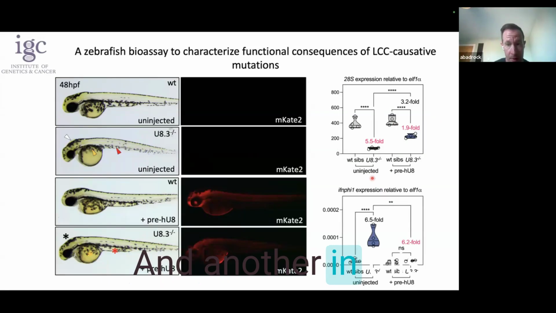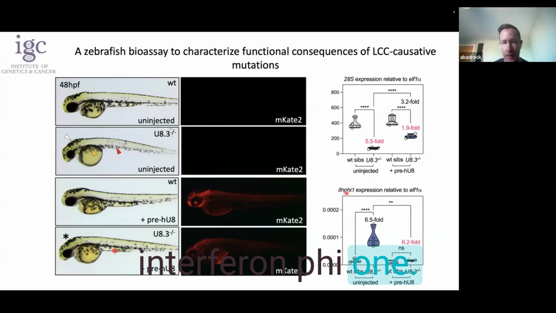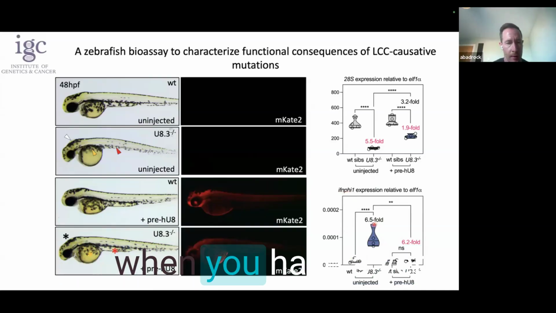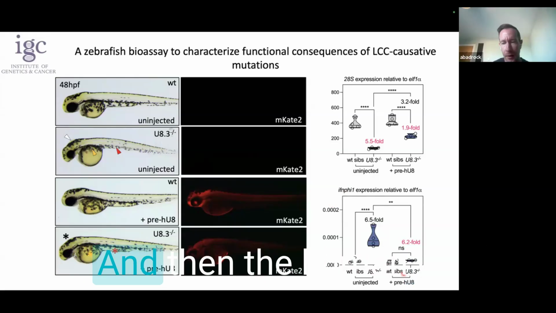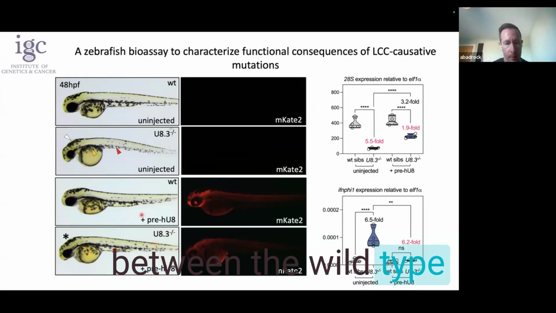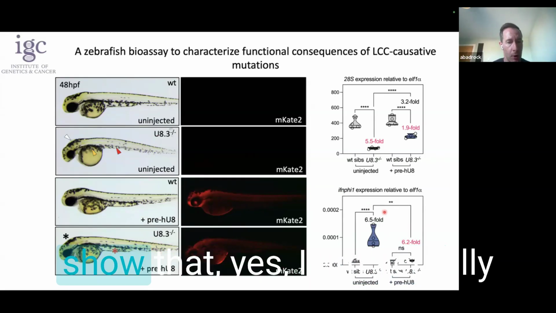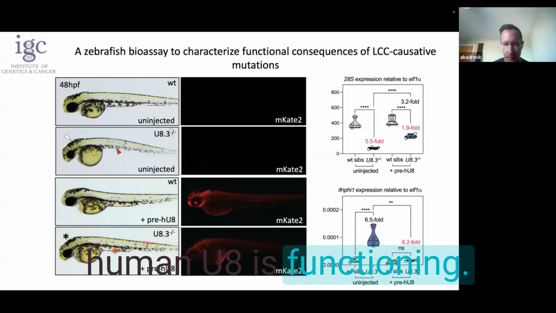Another RNA that we look at is called interferon phi1. This is a gene that gets highly upregulated when you have a very severe translational stress, when none of the ribosomes are working, which is what's happening in this embryo shown here. And then the human U8 completely rescues that. So there's no difference between the wild type and this rescued mutant. This is just an independent way for me to show that, yes, I am actually rescuing the U8-3 zebrafish mutant and the human U8 is functioning.